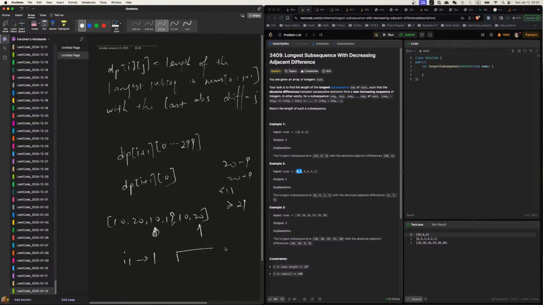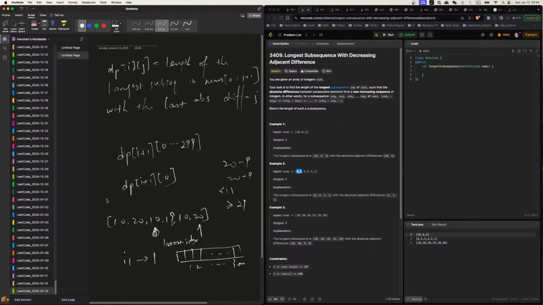Let's say we keep an array, calling it latest index. I have 1, 2, all the way to 300. This tells you what is the latest index of each value. In this case, 11 doesn't exist, and then I go to 10. The latest occurrence of 10 is at index 2. So I know the latest of 10 is index 2.